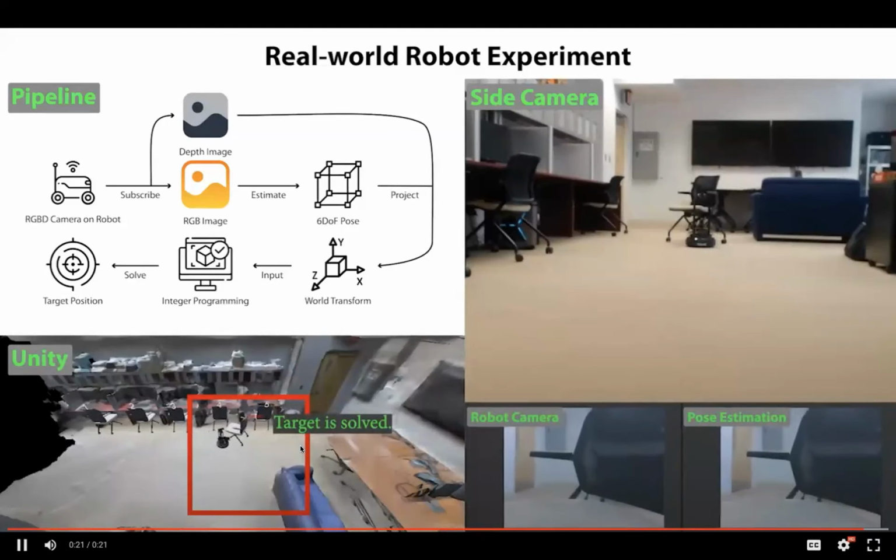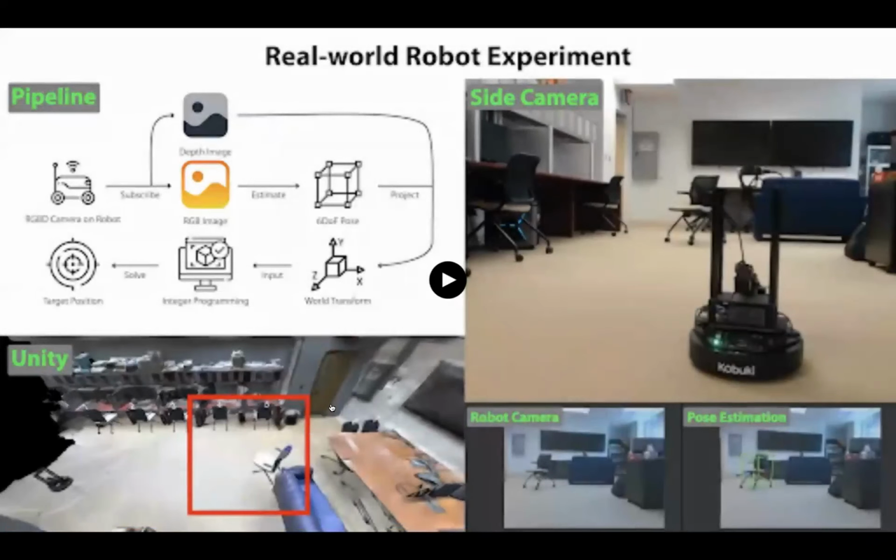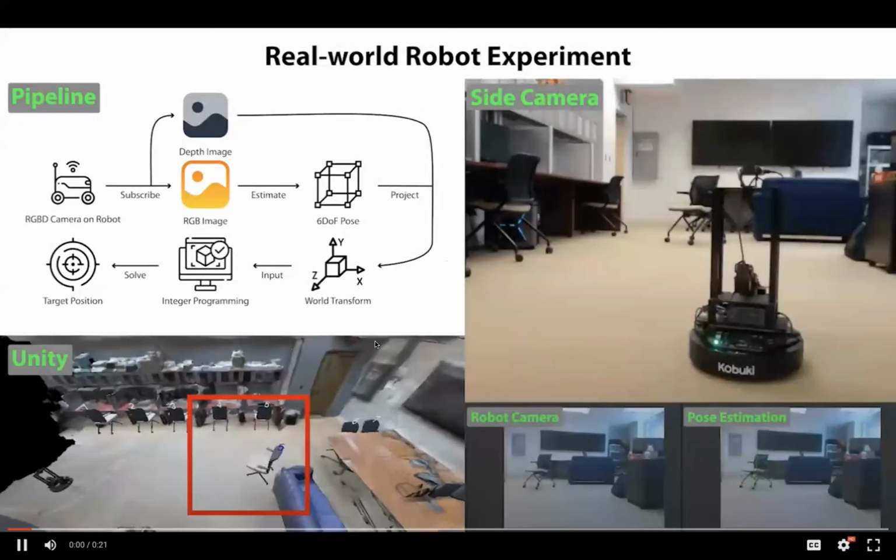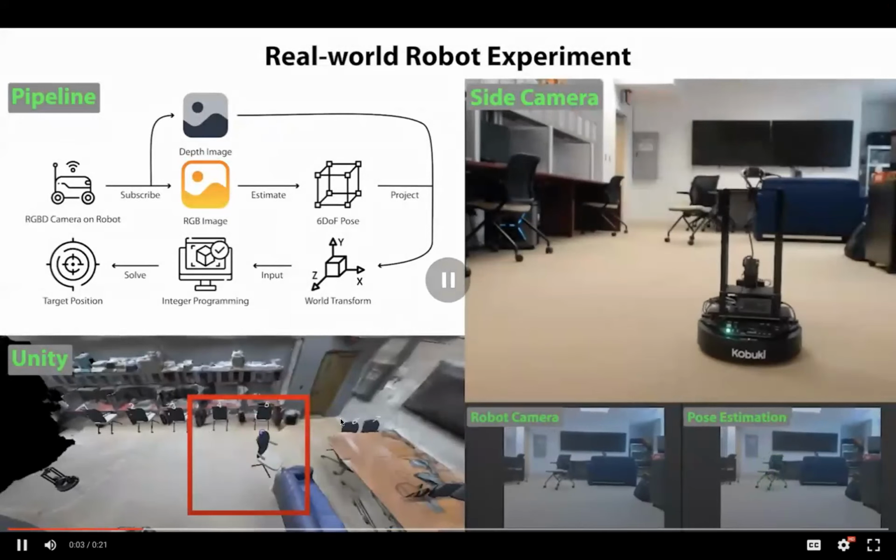Actually, for Unity, we use ROS-PY to connect the robot and the simulation. Oh, sorry, I misunderstood. We use an iPad app to scan the lab and reconstruct it. But for the chair model, I made it by myself.